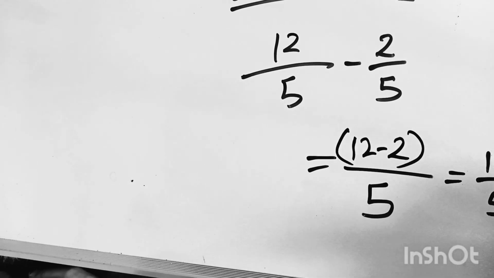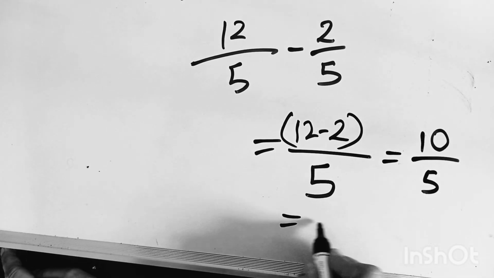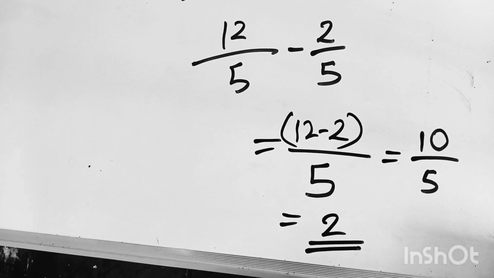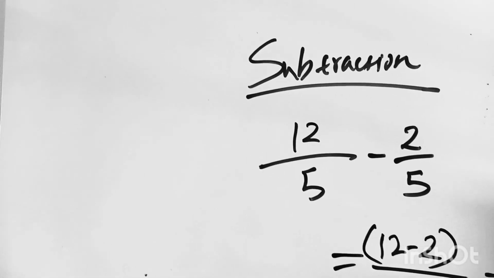10 divided by 5. So the answer will be 10 divided by 5. You will be knowing it will be 2. So this is how you can do the subtraction of like fractions. Okay. So that's about subtraction of like fractions.